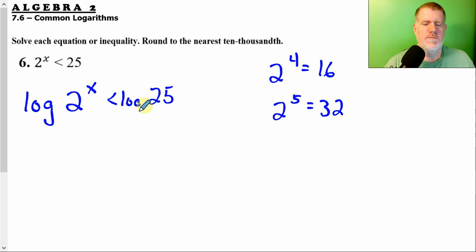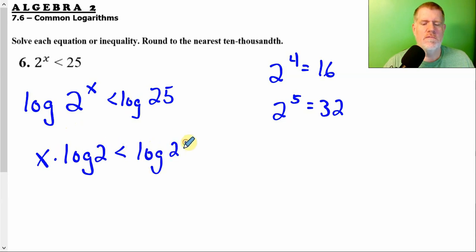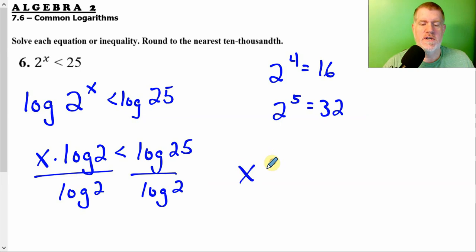I can take the log of both sides. It's an algebraic operation, taking the log of both sides. Now, what does that do for me? Well, that now means that exponent can drop in front, because that's one of the properties of logs. And now, even though there's logs, these are just numbers. It's simply solving an equation. Divide both sides by the log of 2. And I have to put it in my calculator. And when I put it in my calculator, what do I get? 4.6439.